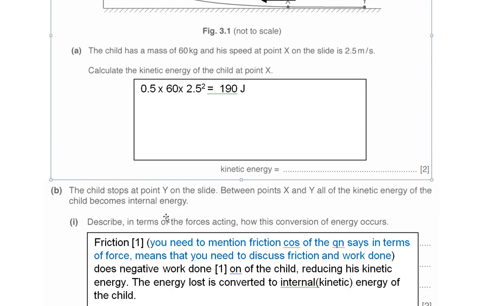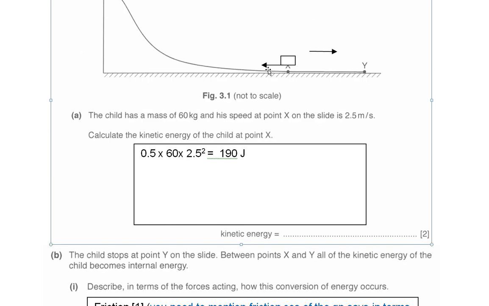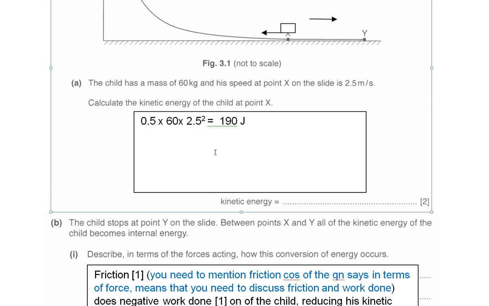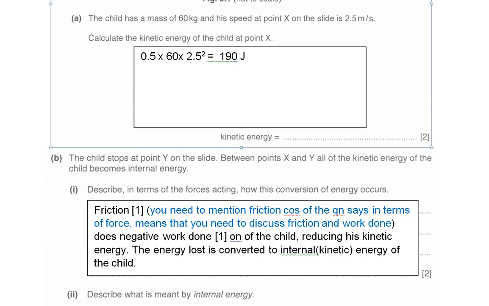Remember that since this is given in the question, you will not be awarded marks for saying this. So you have to add value to your answer in the description. I will first talk about friction because this is the important force that does work done. Friction is opposite in direction to the motion, and therefore this does negative work done on the child, which you can say reduces its kinetic energy to 0.